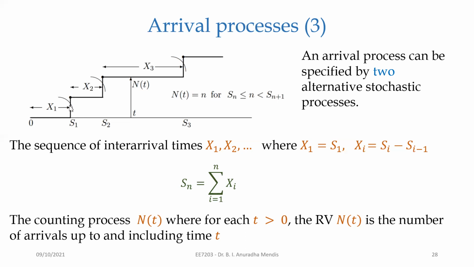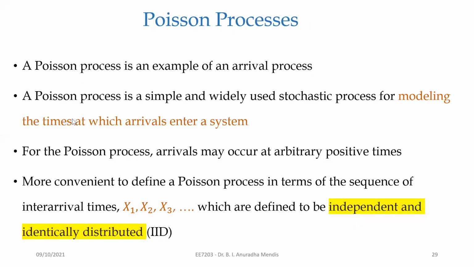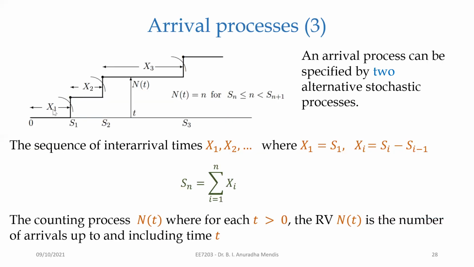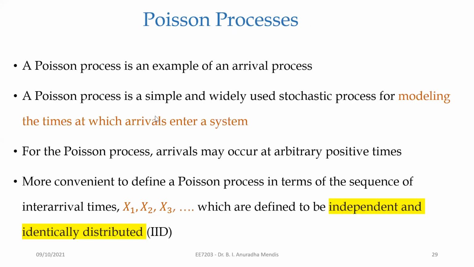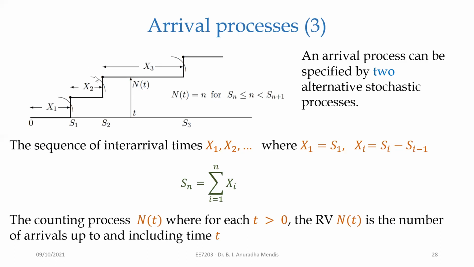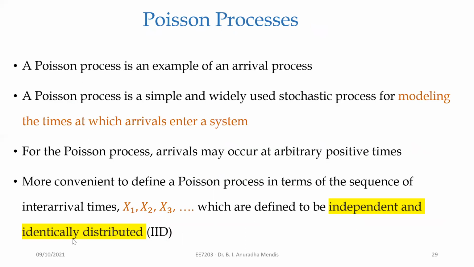Okay, so let's say there are 100 people. Those 100 people don't know anyone. Then they are joining independently. So that is the meaning of independent random variables. There is no dependency of X1 on X2 or X3. And what do you mean by identically distributed? These X1, X2, X3 are independent and also they are identically distributed.